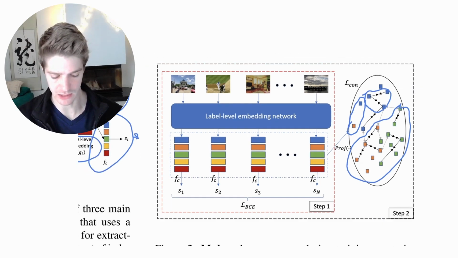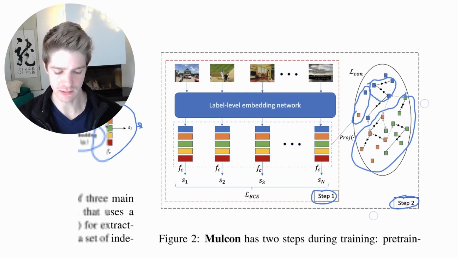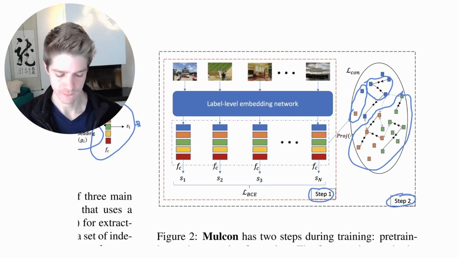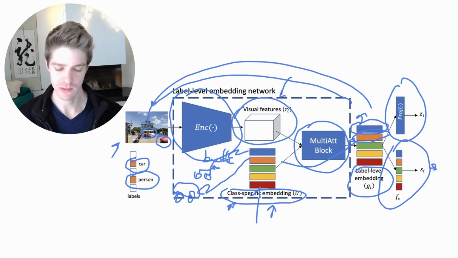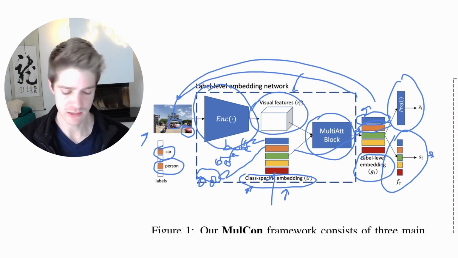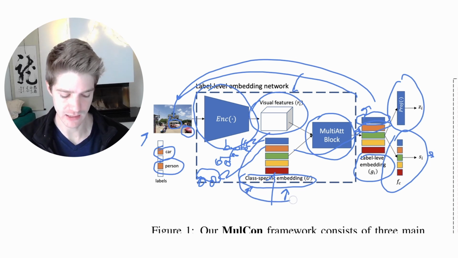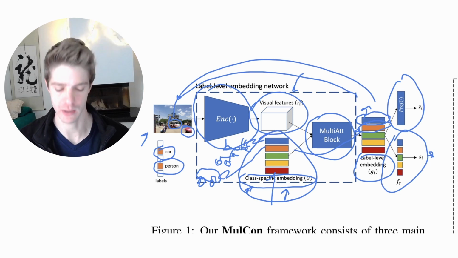And that's basically it. Here you can see that they have step 1 and step 2, meaning that the training is divided into steps. The first is just the usual cross entropy, in this case binary cross entropy loss, which is optimized, and this basically serves to pre-train the network and initialize the class-specific embeddings properly.